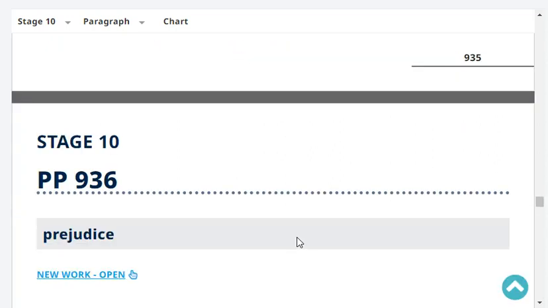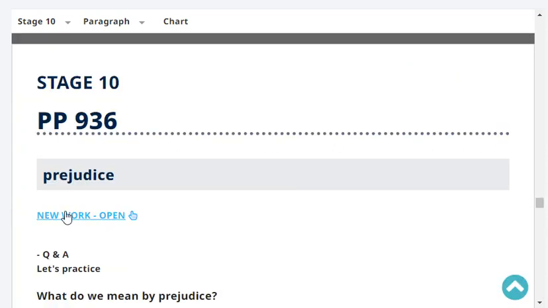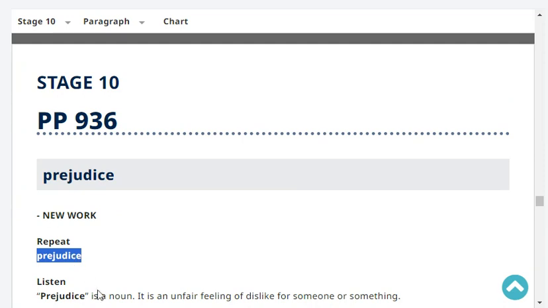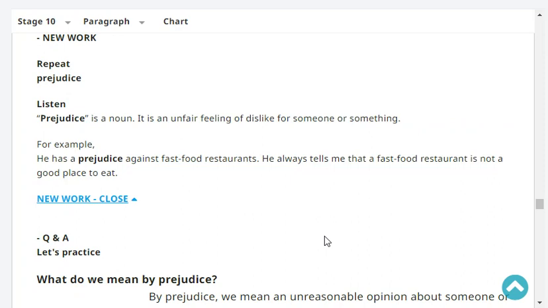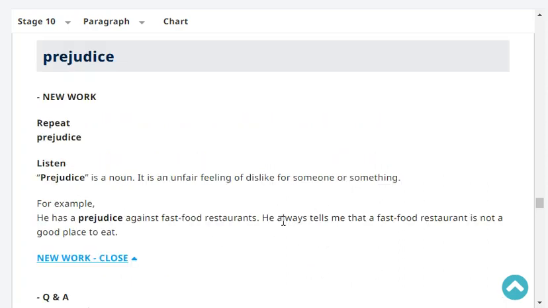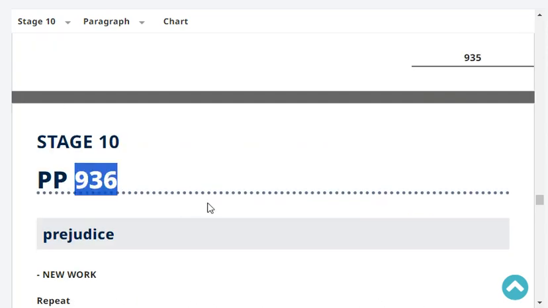Okay, next, let's have prejudice. Prejudice. Very good. Okay, listen, prejudice is a noun. It is an unfair feeling of dislike for someone or something. For example, he has a prejudice against fast food restaurants. He always tells me that a fast food restaurant is not a good place to eat.